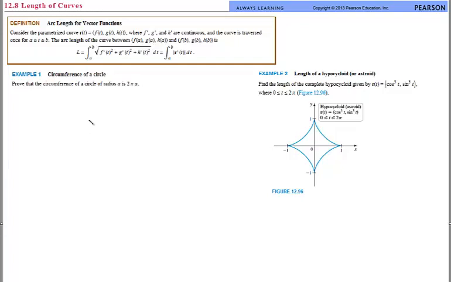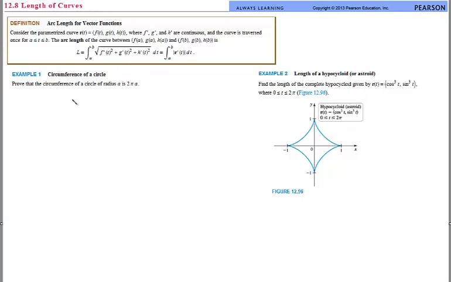Welcome students, we're going over section 12.8. We're doing arc length for a three-dimensional curve, and we're given the definition for this arc length and what we would like to do, and notice it's just a regular distance kind of formula.